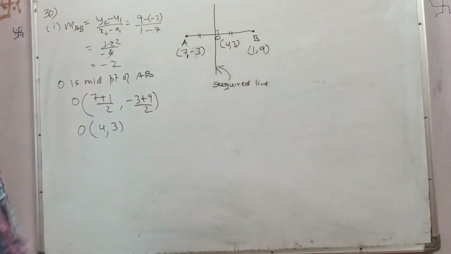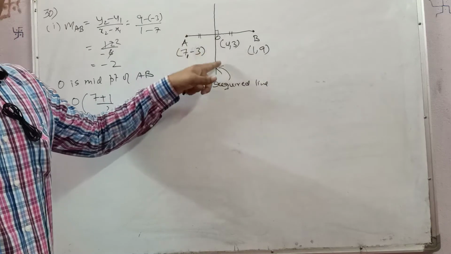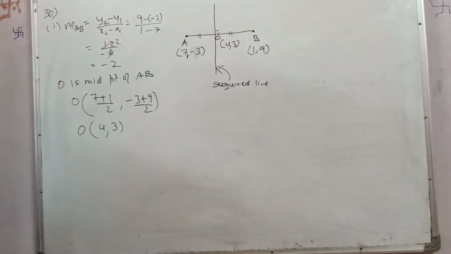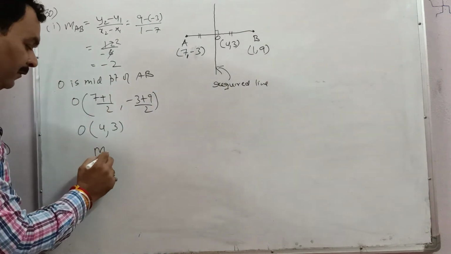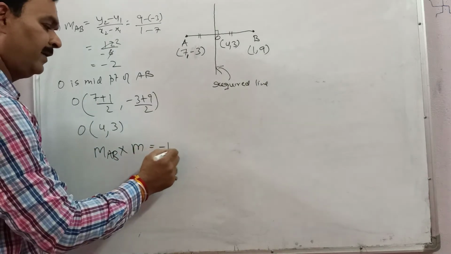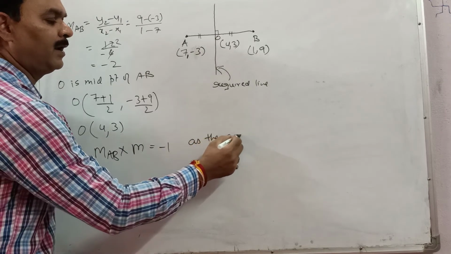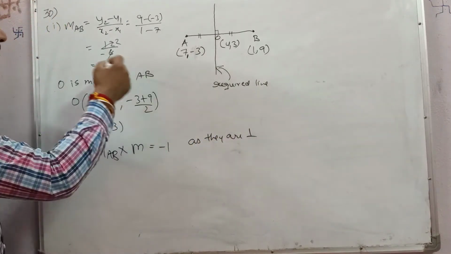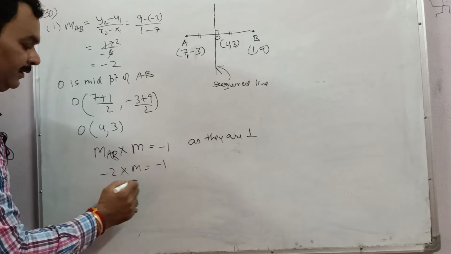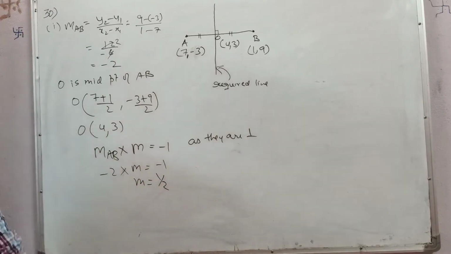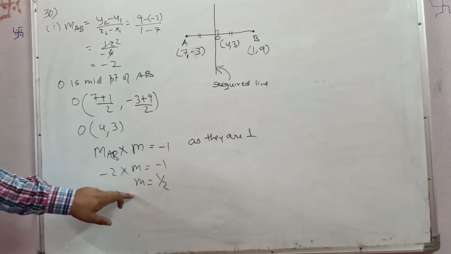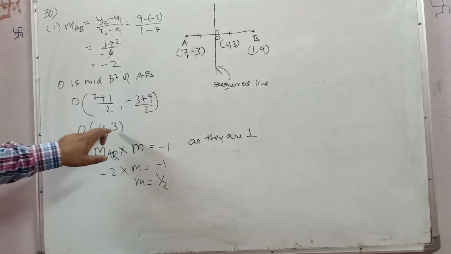Now what about the slope? Since these lines are perpendicular to one another, the product of their slopes is equal to minus 1. Slope of AB times the slope of the required line, say m, is equal to minus 1 as they are perpendicular. The slope of AB we know is minus 2, so minus 2 times m is equal to minus 1, or m is equal to half. So now we have both required things: slope half, point 4, 3.